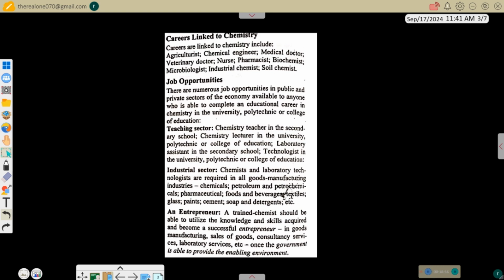Now, in this last chapter, we look at some of the careers that are linked to chemistry, and then the job opportunities that we can have under chemistry. If you study this part, you will see the careers that are linked to chemistry and then the job opportunities. These are some of the careers that are linked to chemistry, like agriculturist, chemical engineer, medical doctor, and so on. Then, under the job opportunities, somebody can work in the teaching sector, a chemist can work in the industrial sector. The knowledge of chemistry can make you even become an entrepreneur, etc.